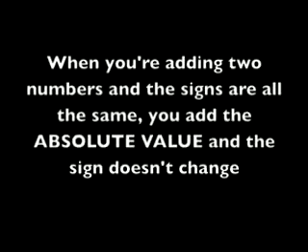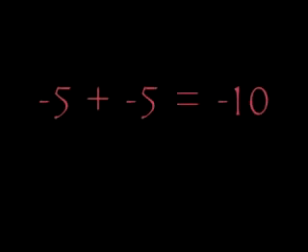When you're adding two numbers and the signs are all the same, you add the absolute value and the sign doesn't change. Let's say you add a -5 with -5. The answer's -10 with a negative sign.